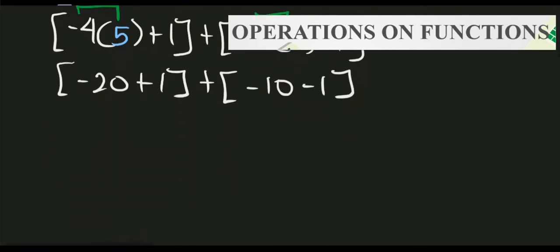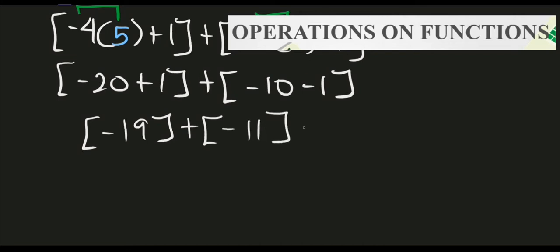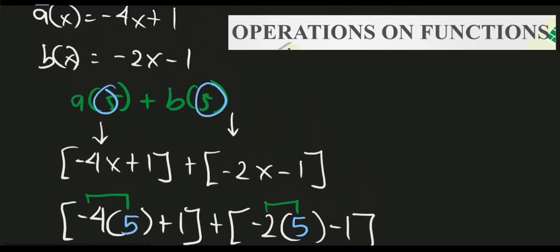And then let's simplify this set of values. Therefore, negative 20 plus 1, this is actually equals to negative 19. Okay, so it will give us negative 19 plus negative 10 minus 1 is actually equals to negative 11. Okay, and let's combine those terms. Therefore, we have negative 19 plus negative 11. The answer is actually equals to negative 30. So this is our final answer for this given problem. That means a of 5 plus b of 5 is equals to negative 30. So that is our final answer.